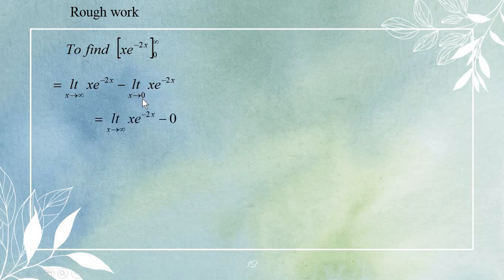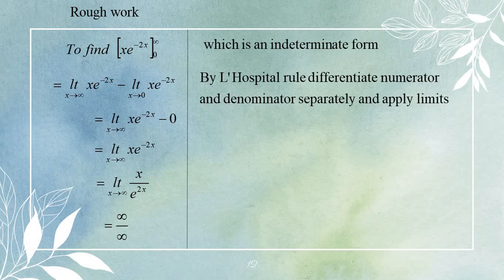Now when you put x tends to 0, you get 0. We had to solve only this limit, the upper limit. Now bring this e raised to minus 2x to the denominator. Now when you substitute the limit, you get infinity by infinity, which is an indeterminate form. Now we can use L'Hospital's rule to solve this limit. The L'Hospital rule states that you have to differentiate the numerator and denominator separately and then apply the limits.